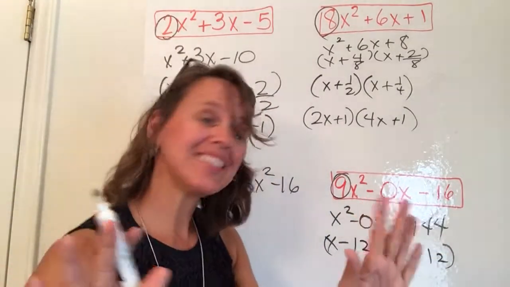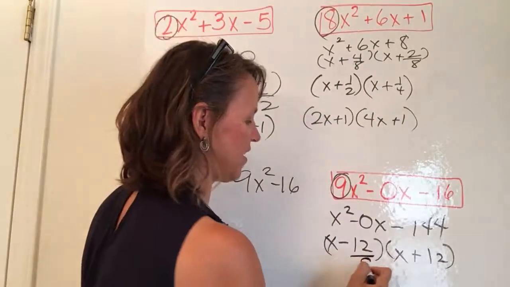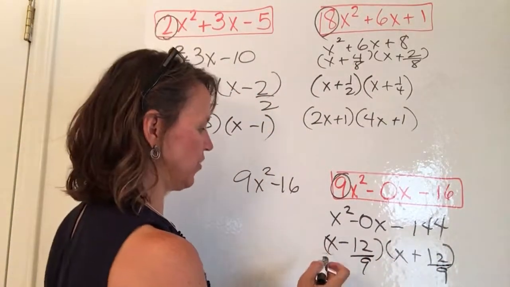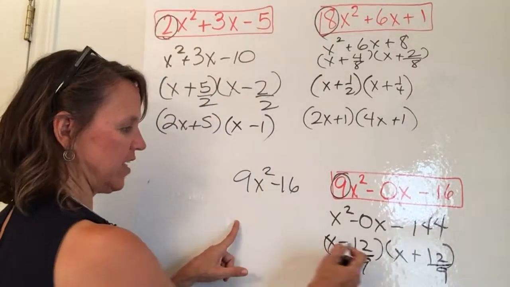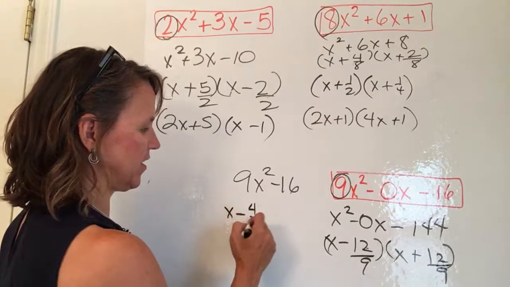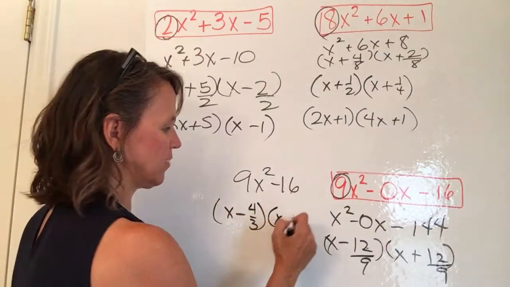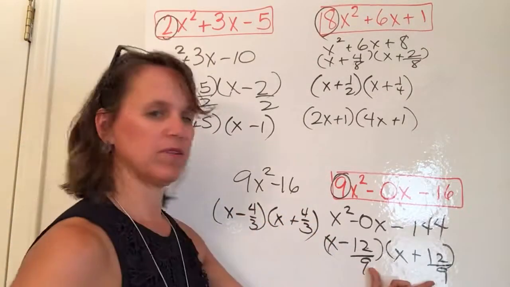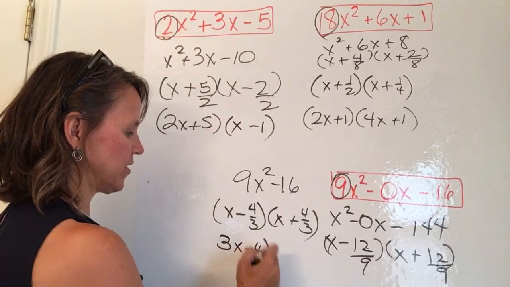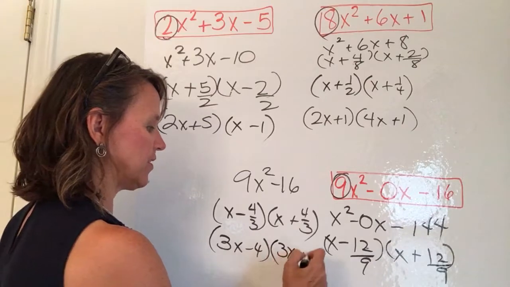But you're not done. Divide by what you dropped, divide by this 9, and then you have to reduce. So I'm going to come over here so you can see it. So 9/12, 3 goes into both of those, so x minus 4/3 and x plus 4/3, right? That's what this reduces into. And then we slide the bottom over, 3x minus 4 and 3x plus 4.